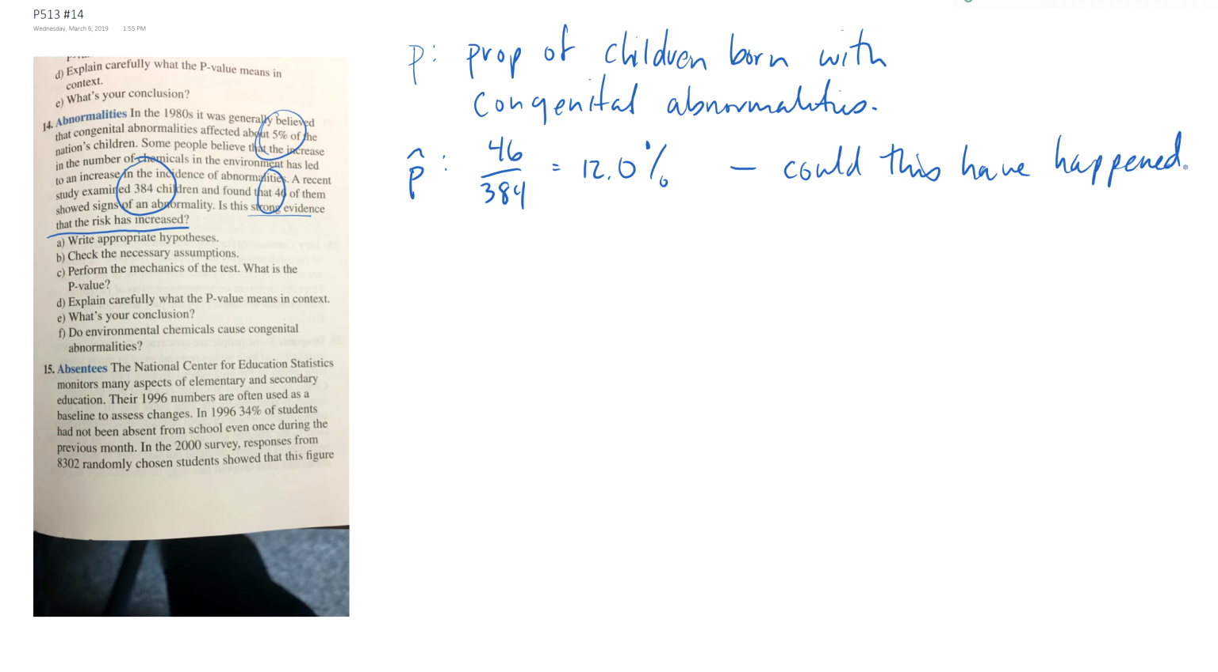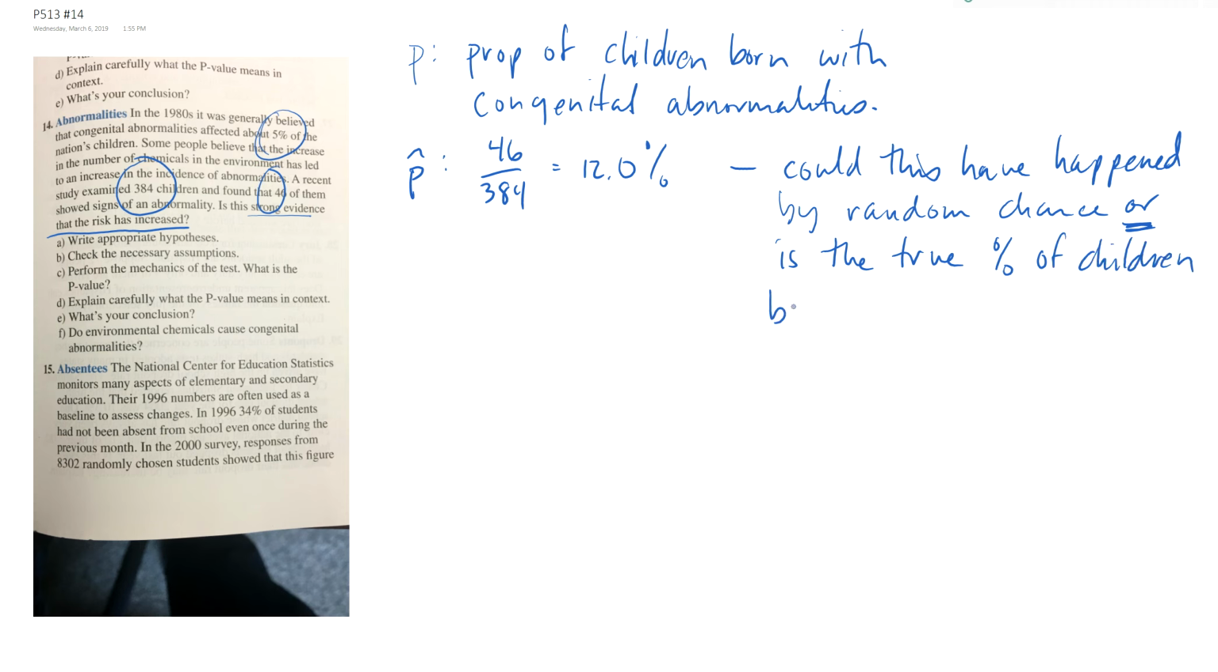This is part of the lesson here. Could this have happened by random chance? Or is the true percent of children born with congenital abnormalities actually more than 5%? Because if it is more than 5%, that actually would explain how you get a 12% sample. Okay, so let's do the test.